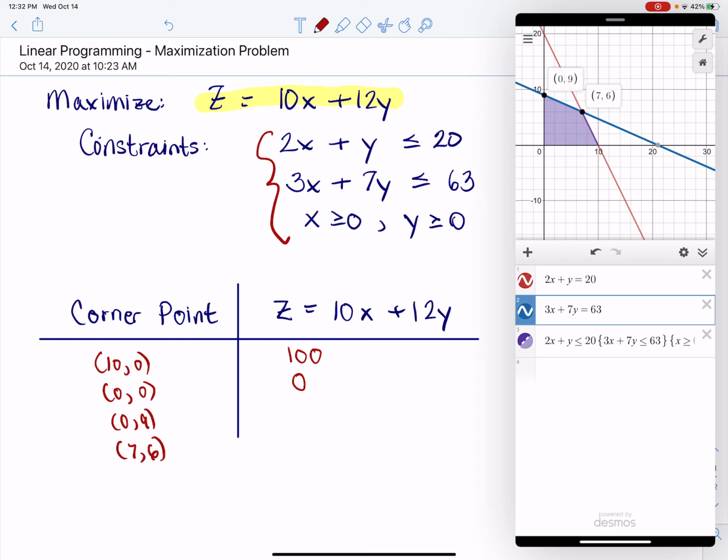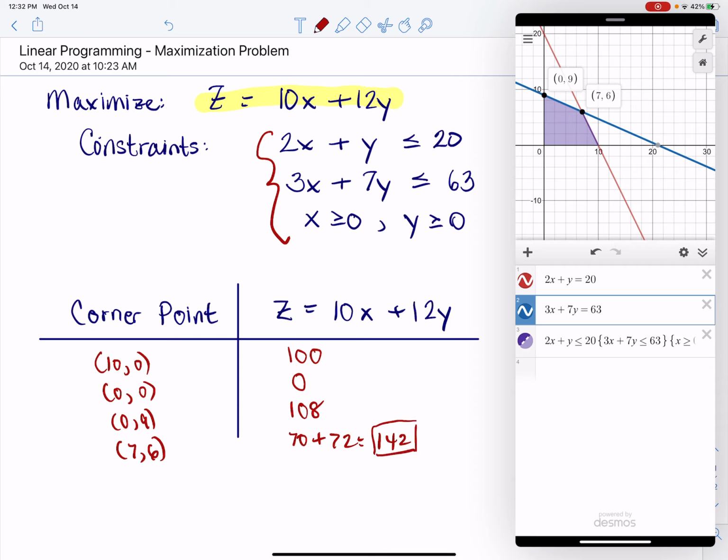If I plug in 0, 9, well, that means x equals 0, so 10 times 0 is 0. 12 times 9 is 108. So right now, that is the contender. That looks like the biggest, or the point that's going to give us the biggest. And then 7, 6, well, let's see. 10 times 7 is 70. 12 times 6 is 72. So that means the value of z is 142.